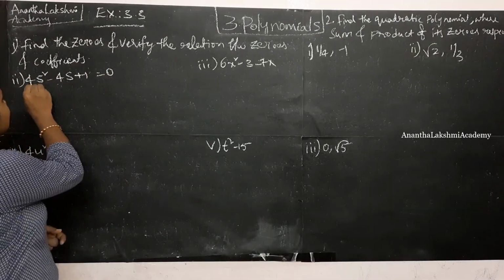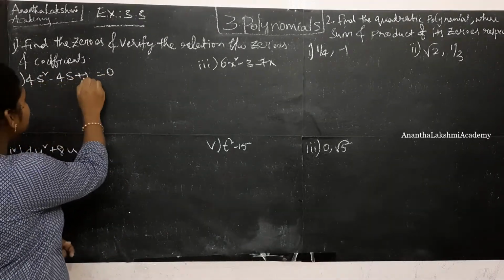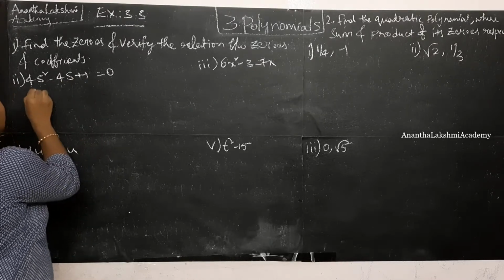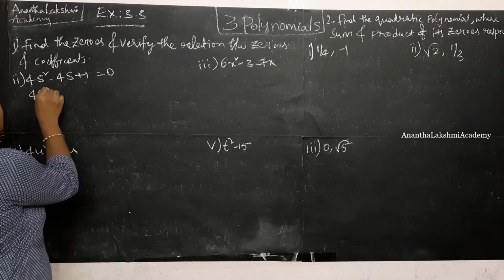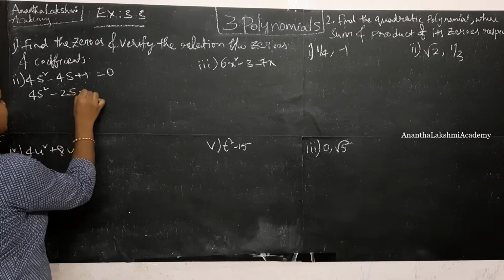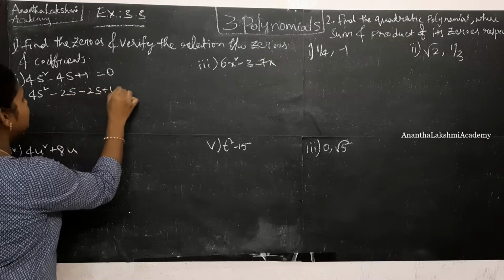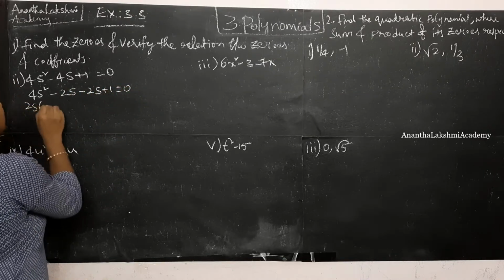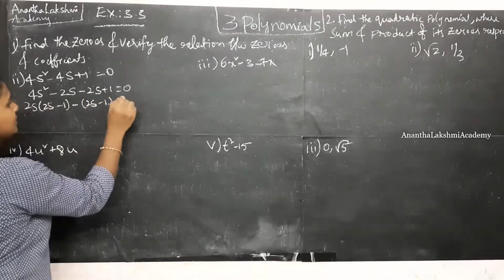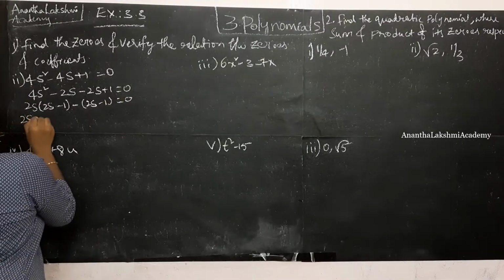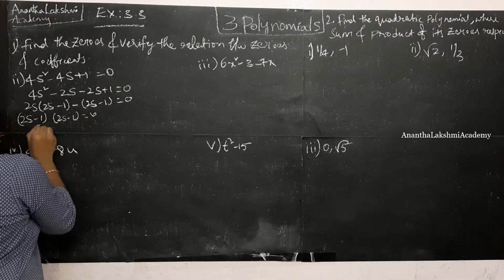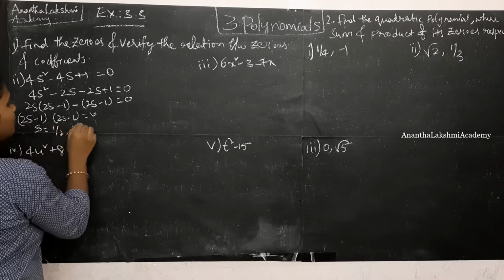So this is nothing but 4s square minus 4s plus 1. So this is going to be 4s square minus 2s minus 2s plus 1 is equal to 0. When you take out the 2s common, this is going to be like this. Alright, what are the roots? 2s minus 1 into 2s minus 1. That is nothing but s is equal to 1 by 2, comma 1 by 2.